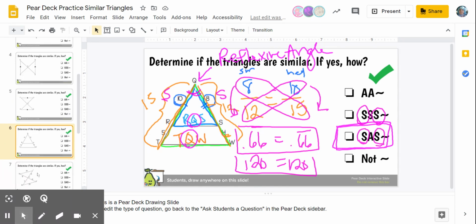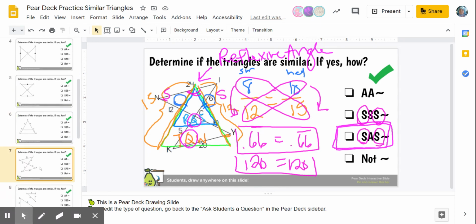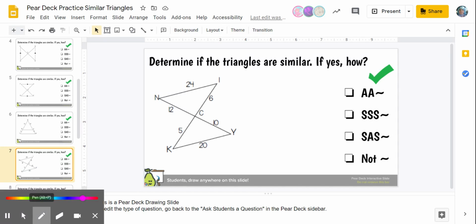So let's look at 7. Do I have a brave volunteer to tell me what I need to match up? What's the first pair of numbers that match up? I always think the first thing you can actually see is the vertical angles. Absolutely. We definitely can do vertical angles right there. So I have a pair of angles. So I can do an angle or an angle. What else can I look at?